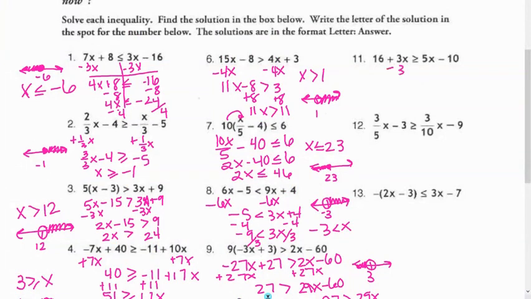I'm going to subtract 3x. So 16, 2x minus 10. Add 10 to both sides. Divide by 2, and I get 13 greater than or equal to x, which is also x less than or equal to 13.